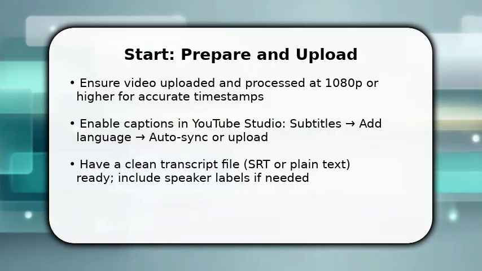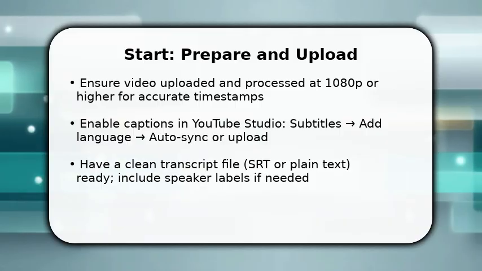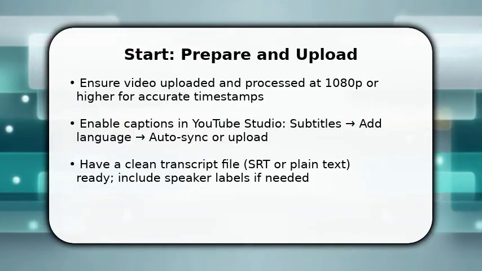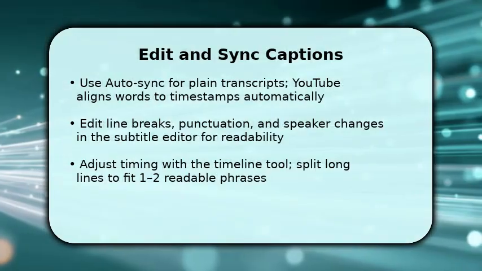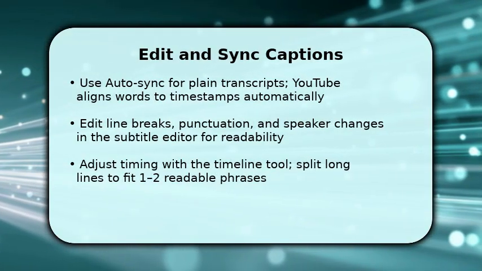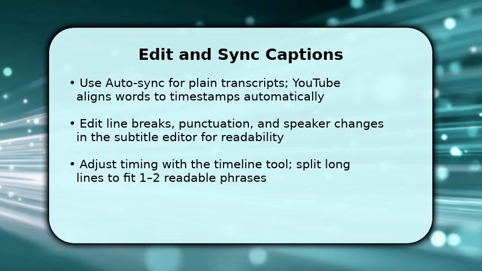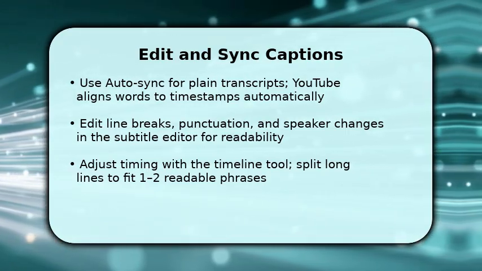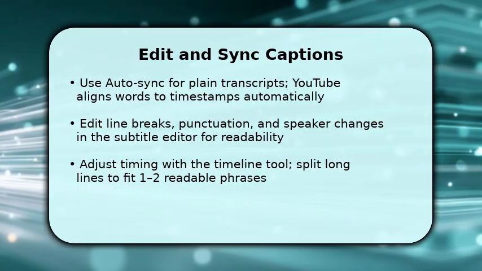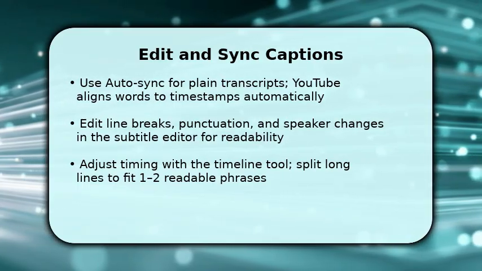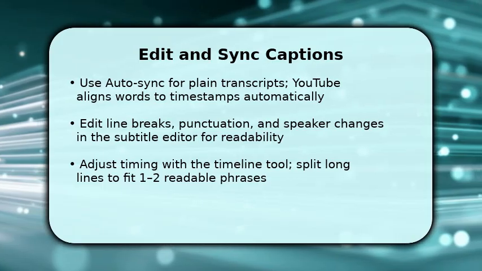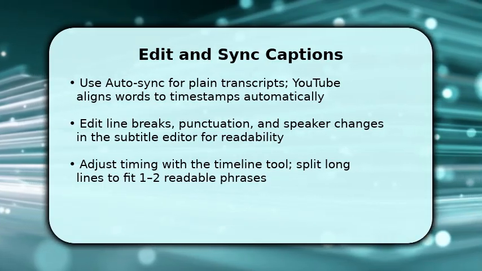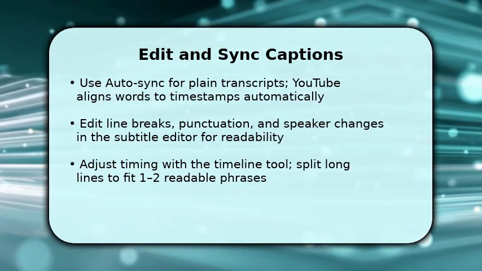Upload a plain text transcript or let YouTube auto-generate, then pick Edit or Auto-Sync depending on which gives you cleaner timing immediately. Now you refine timing and text. If you used Auto-Sync, review the aligned captions and focus on readability. Break lines so viewers can read comfortably, add punctuation, and label speakers where helpful. Use the timeline to nudge captions' start and end times by small increments. This solves overlap with quick dialogue.